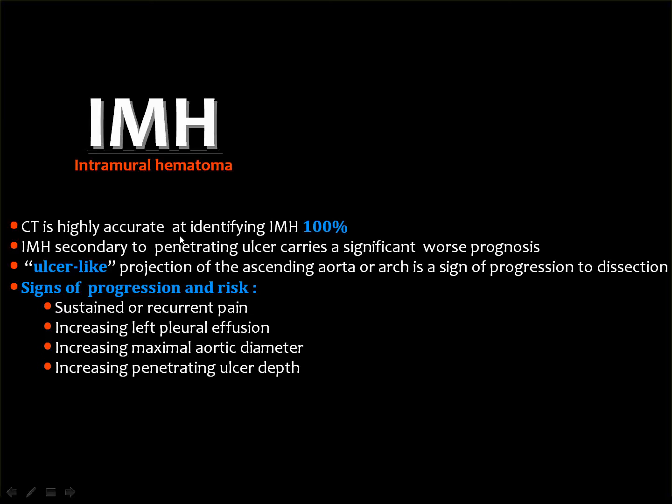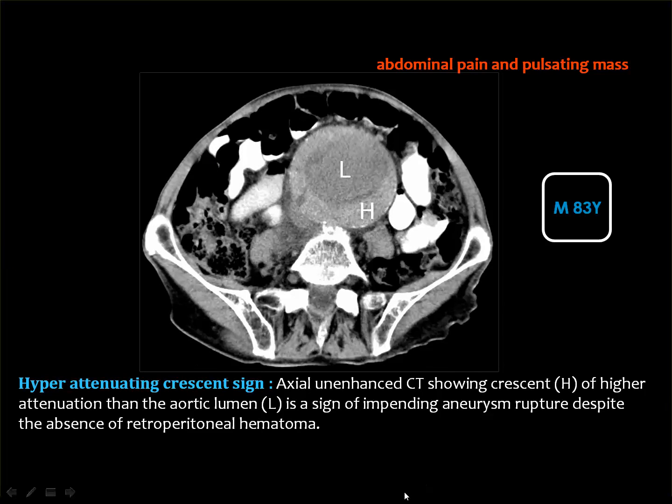CT is highly accurate for identifying intramural hematoma, and the ulcer-like projection of the ascending aorta or the arch is a sign of progression to dissection. Signs of progression and risk include sustained or recurrent chest pain, increasing left pleural effusion, increasing maximal aortic diameter, and increasing depth of the ulcer.